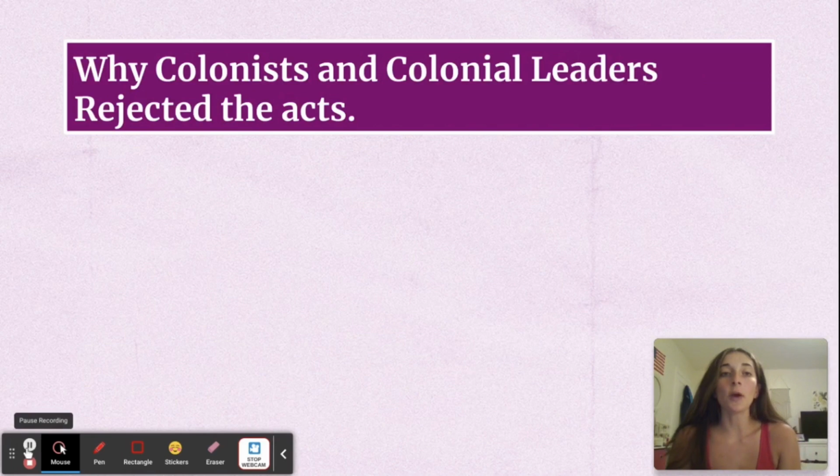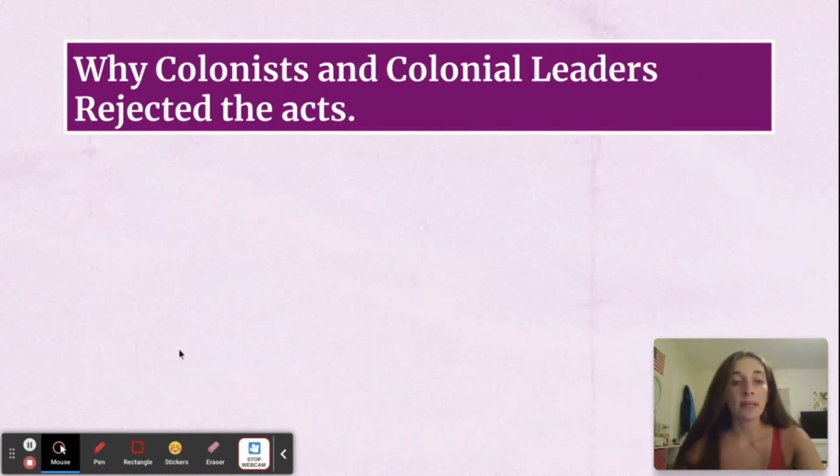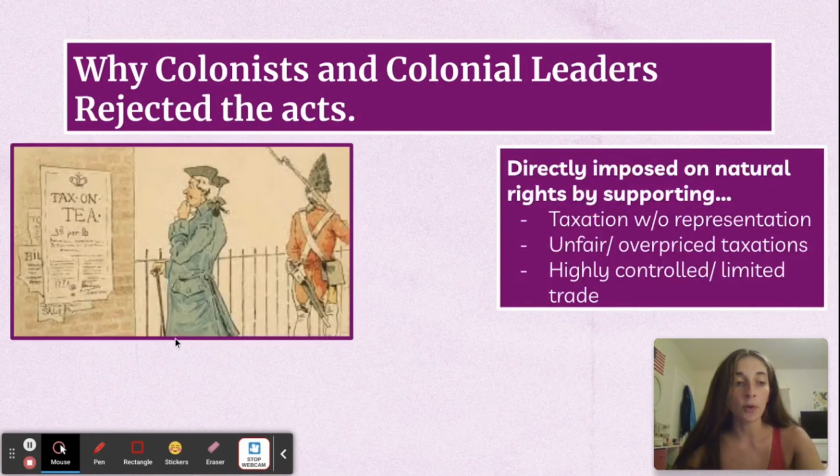So next, when we look at why colonists and colonial leaders were rejecting these acts, we can see that most importantly, these acts directly imposed on the freedoms that the colonists were beginning to believe were their rights naturally, so the idea of natural rights. So things like taxation without representation, unfair and overpriced taxes, and then super highly controlled and limited trade through navigation acts and stuff like that.